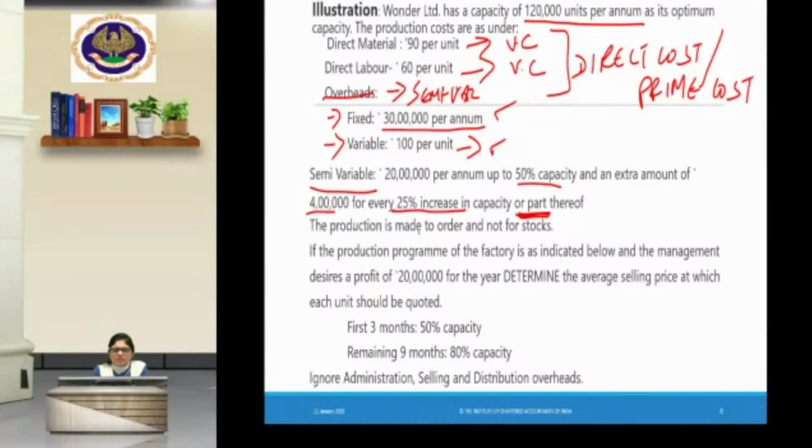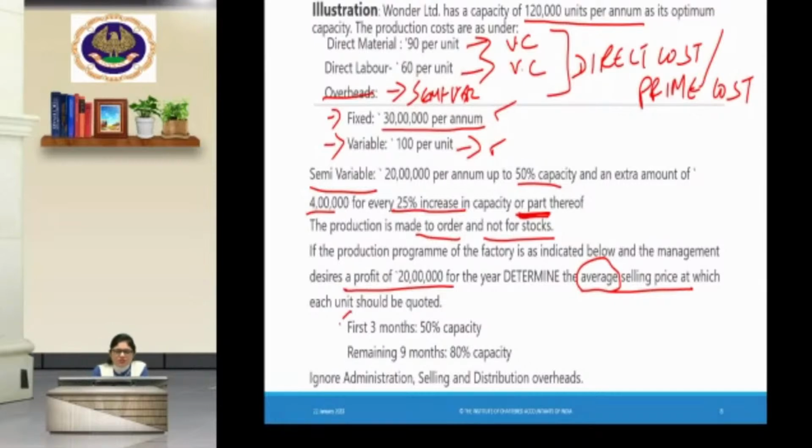The production is made to order and not for stock. That means there is no inventory in this question. If the production program is as indicated below and the management desires a profit of 20 lakh. So management wants a profit of 20 lakh. Now what you have to determine? Average selling price. Average is important. Average selling price at which each unit should be quoted.